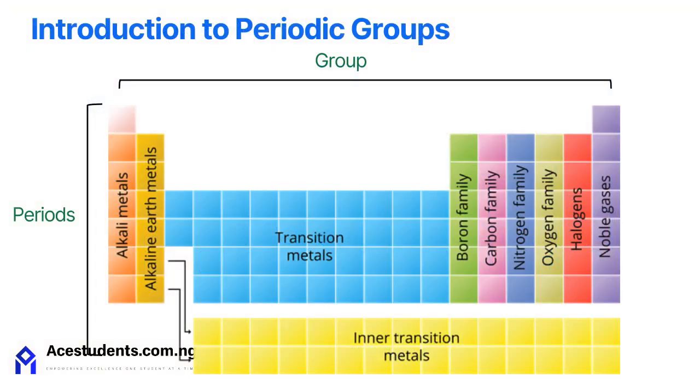The periodic table is divided into groups shown as vertical columns. Each group contains elements with similar chemical behavior because they have the same number of outer electrons. This is important for predicting trends and properties.